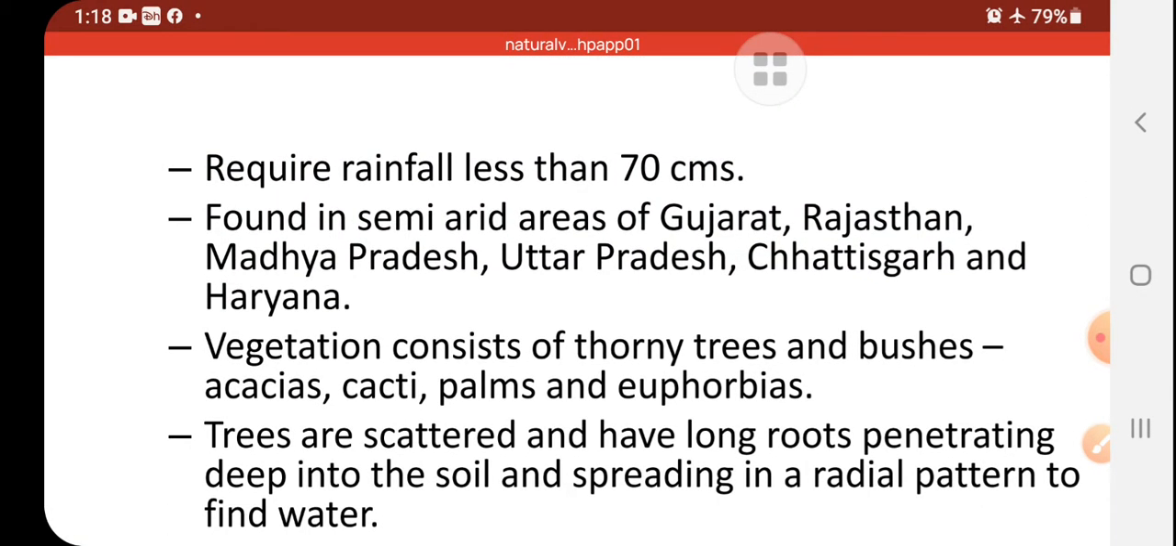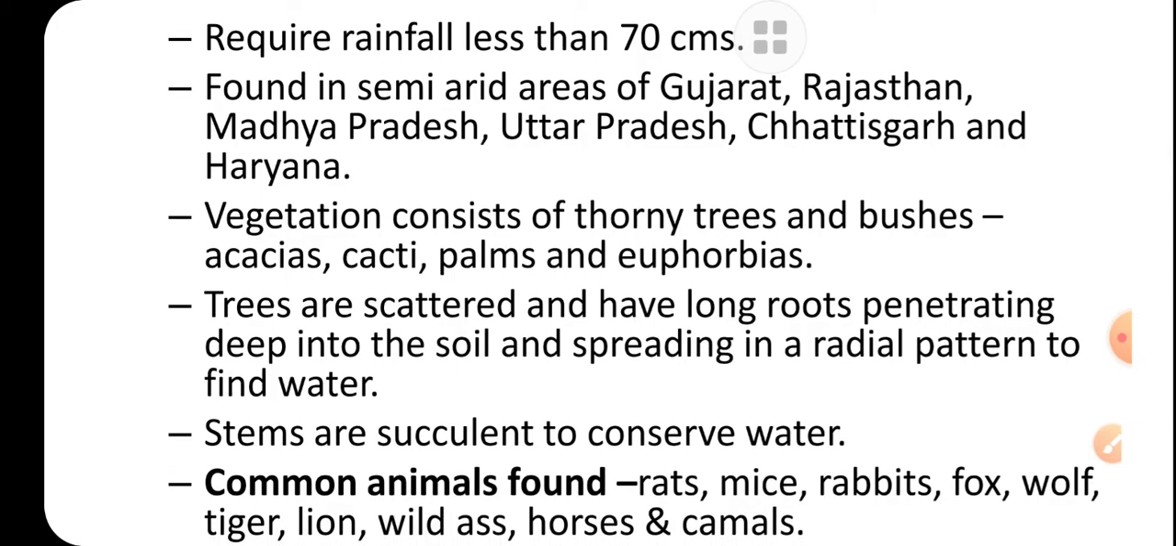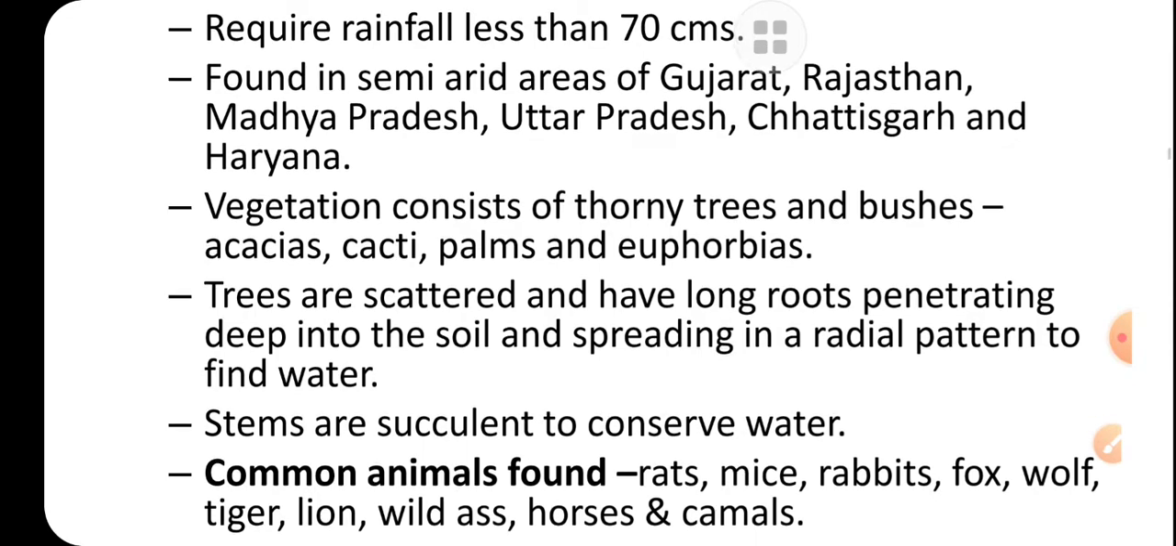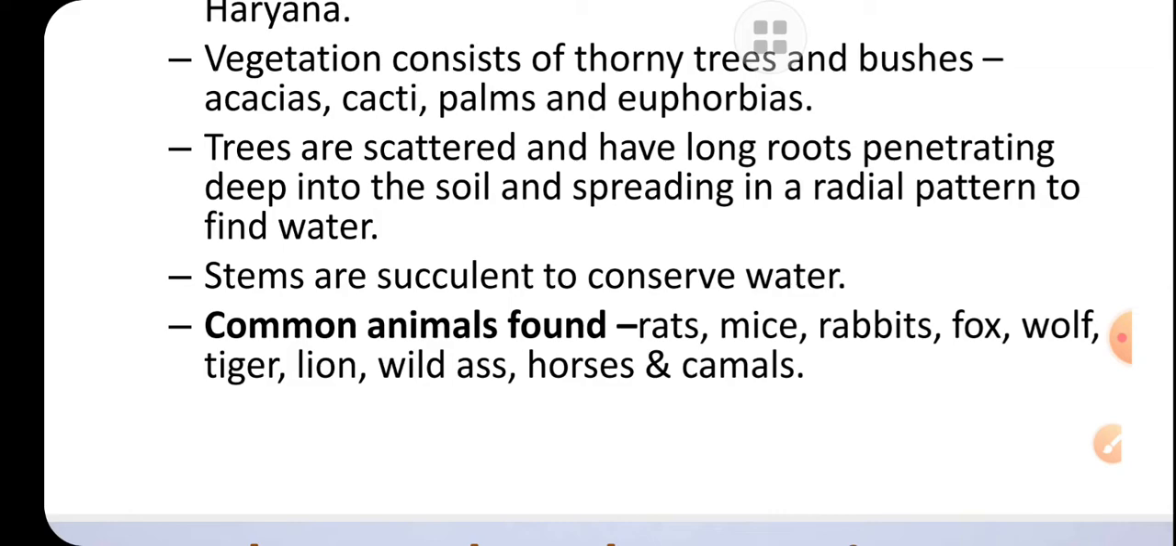So when we talk about the rainfall, it is very much less, that is 70 centimeters, and this is found in the semi-arid region of Gujarat, Rajasthan, Madhya Pradesh, Uttar Pradesh, Chhattisgarh, and Haryana. Vegetation consists of thorny trees and bushes, acacias, cacti, palms, and euphorbias. These are the main kinds of thorny trees found here, and bushes and trees are scattered and have long roots penetrating deep into the soil, spreading in a radial pattern.